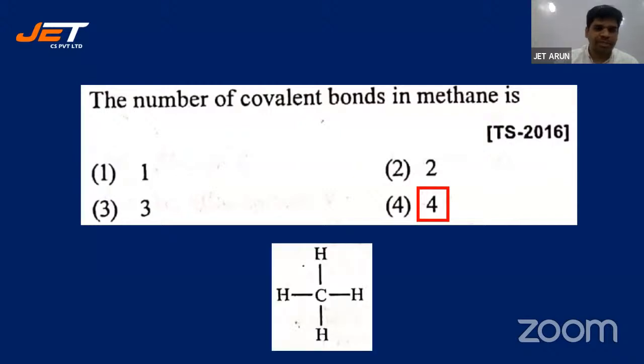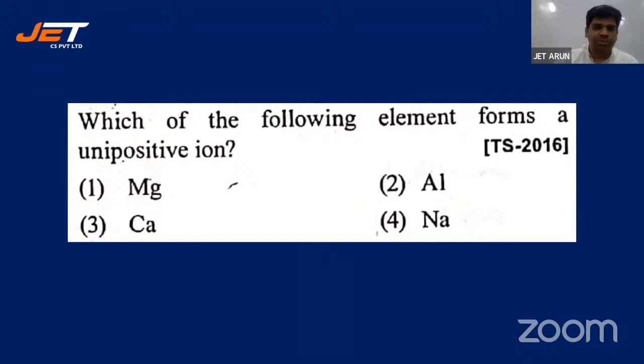All right, here is the structure. Next question, students. Which of the following elements forms a unipositive ion? Magnesium, aluminum, calcium, sodium. All right, I'm getting mixed response again, 4 and 3. It's 4, students. 4 is absolutely right.